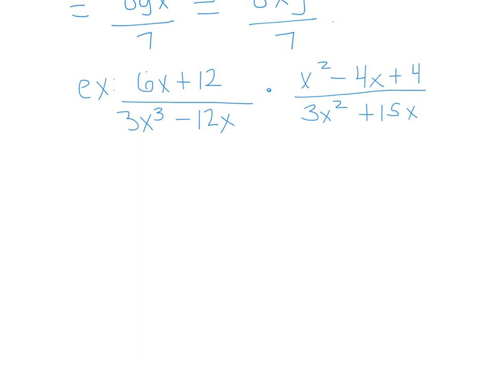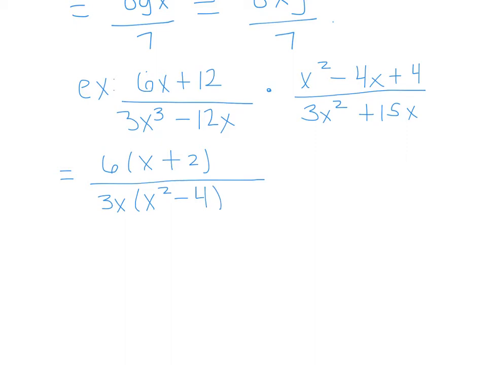Okay, here's another example. This one where we're going to want to do that first step where we factor the numerators and denominators. Starting with the first rational expression, in the numerator, we have a greatest common factor of 6. Bring that out. We're left with x plus 2. In the denominator, our greatest common factor is 3x. That leaves x squared minus 4.